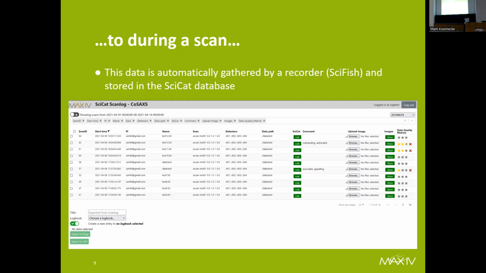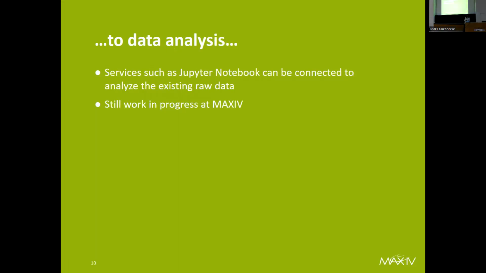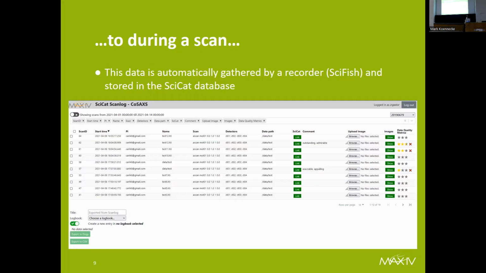Well, there is a comment section where they can write things about their scan. So they can say if things went well, things went wrong, or just small things they want to know that was happening during that type of scan. And they have the data quality metric, so they can rate their scan from 0 stars to 3 stars if they really like the scan or if something went wrong. So they can also sort and filter by that.